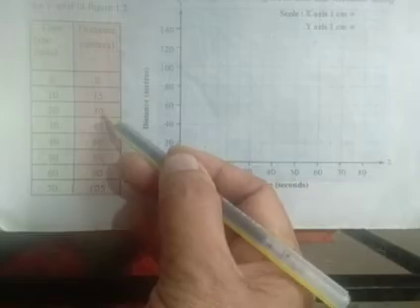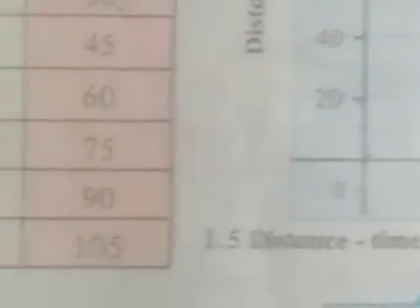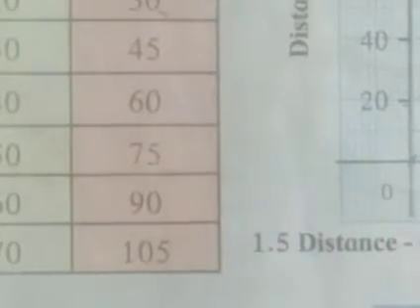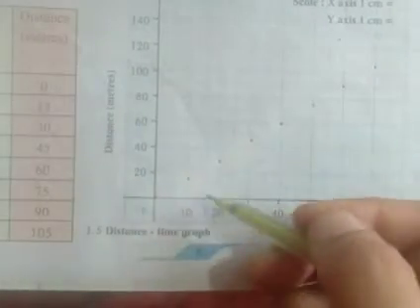Then the next data is that in 20 seconds it has covered around 30 meters. 30 meters is easy because it will be the middle line between 20 and 40, somewhere here. Fine. Like that you have to go on plotting till whatever data is given. So let me plot and keep it finally. If you plot the points like this, you will get all the points like this.